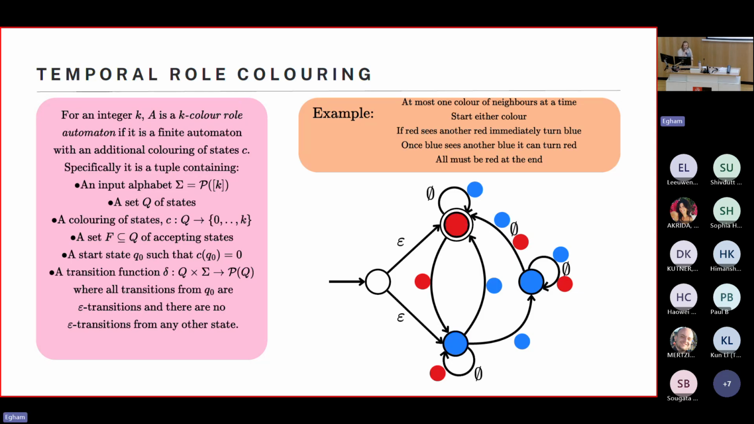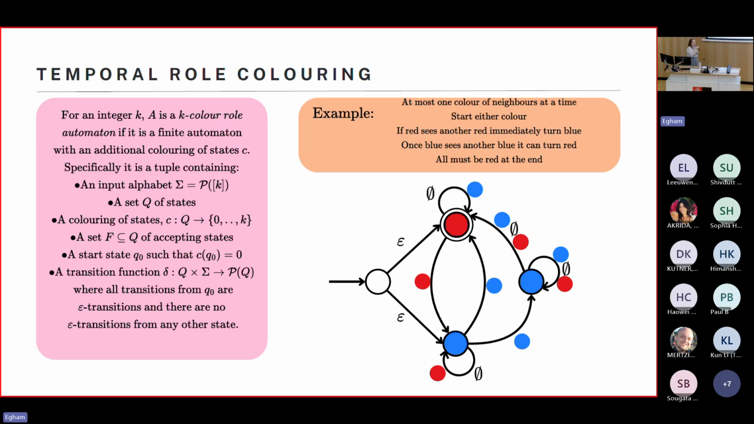We have a set of accepting states. So these are the states that we need to be in at the end. A start state, which doesn't have a color associated to it, and everything else has a color to match with the role coloring of it all. And then our transitions between states are labeled by the colors that you see in the neighborhood. And by you, I mean vertices. So an example of a role coloring automaton is shown here.